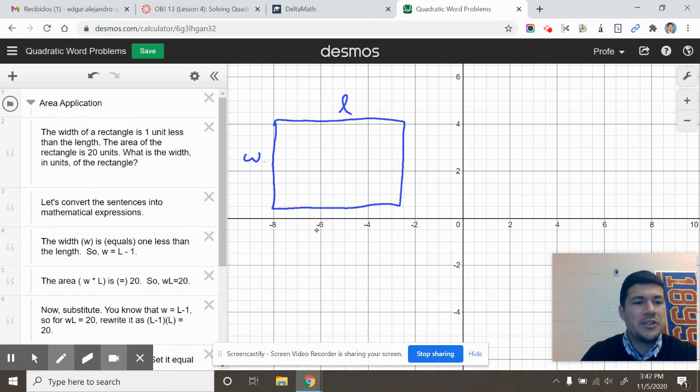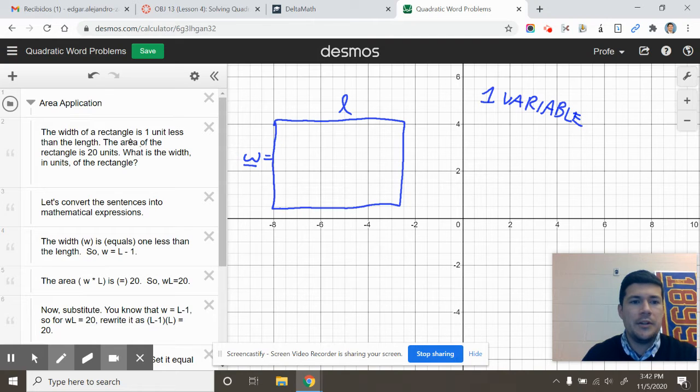Okay, so it says that the width of a rectangle is 1 unit less than the length. Notice how for the width, it's relating the width to the length. That means that we can write the width in a different way. We can write it in terms of the length. So the first thing that I try to do with this is establish one variable. I do not want to have a situation where I have more than one variable, like a W and an L.